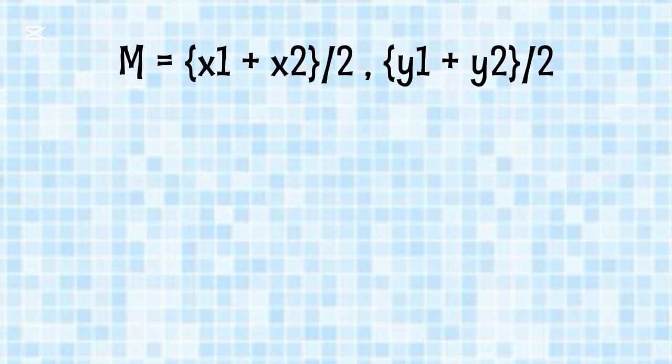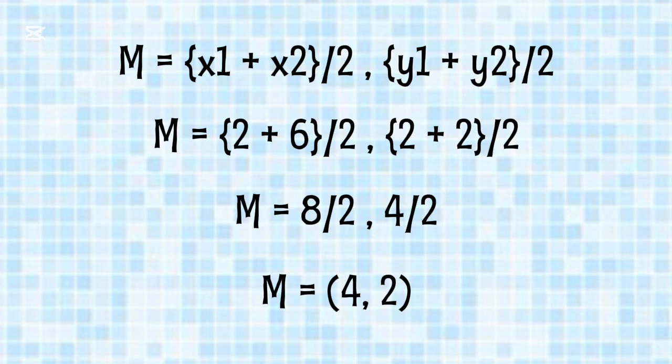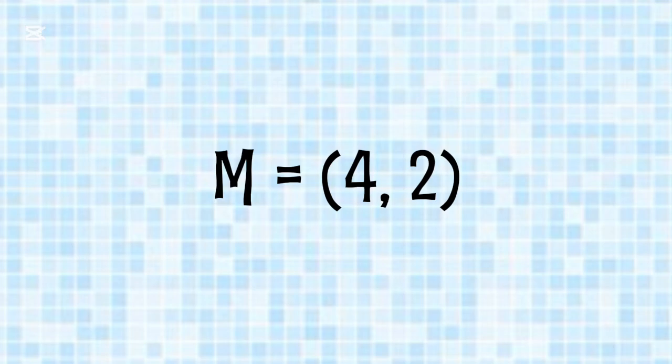Now we add the coordinates to the formula, which would be m equals (2 plus 6) over 2 and (2 plus 2) over 2. Now we add and then we divide, which equals m equals (4, 2). Which means (4, 2) is our midpoint for these two coordinates.